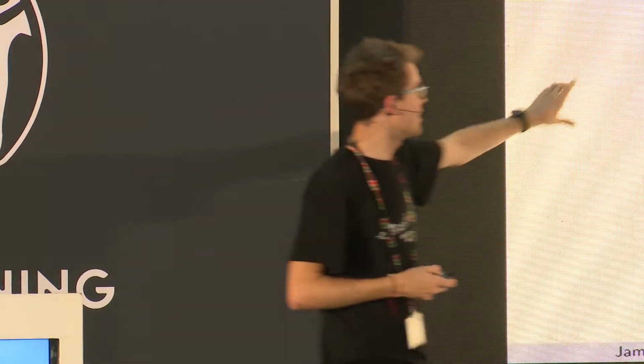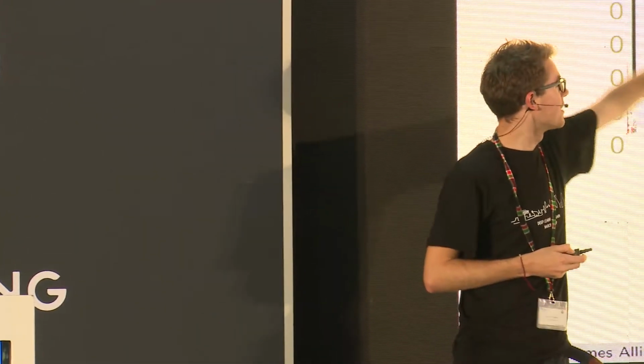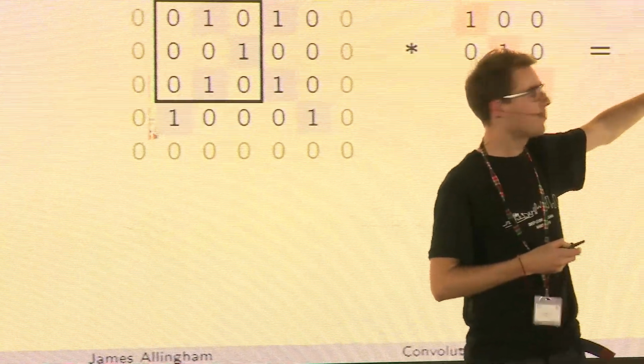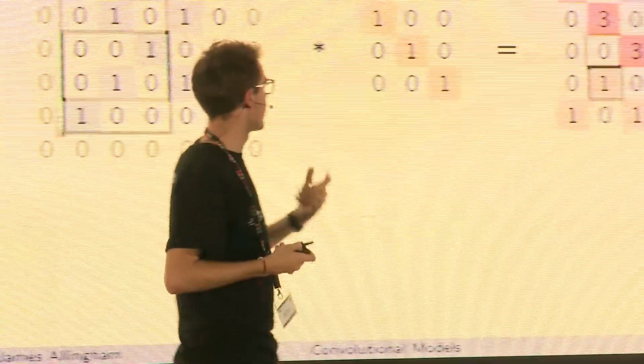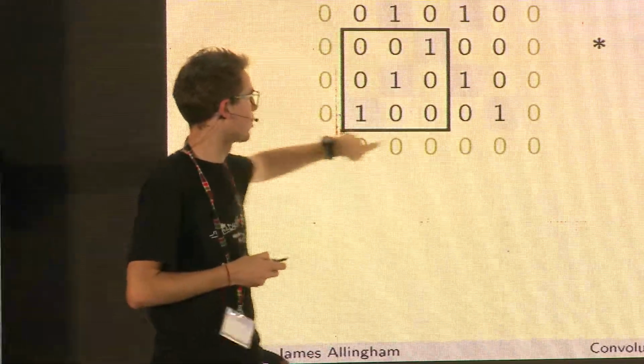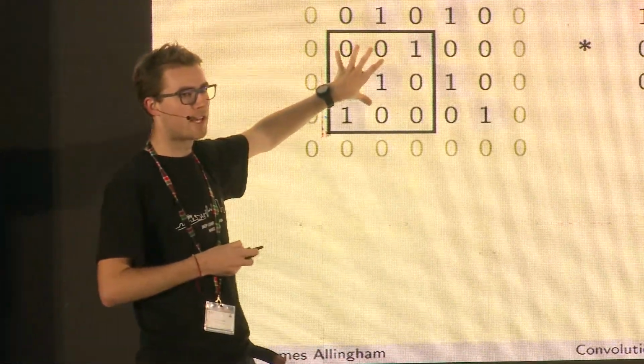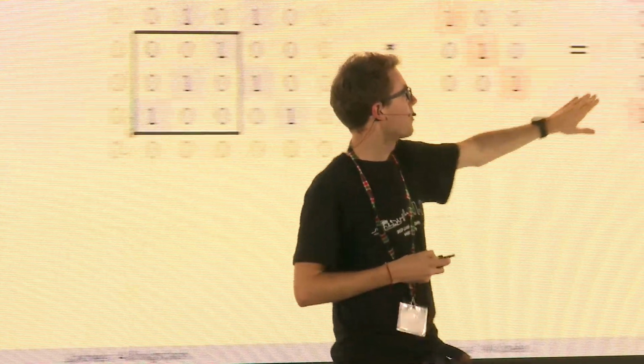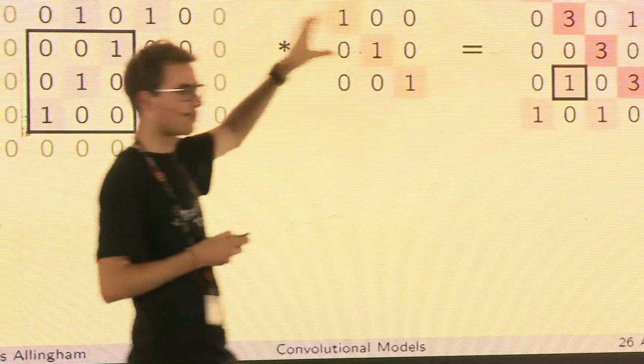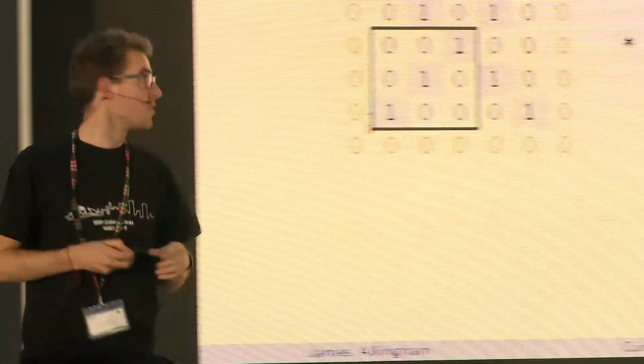So, we might move it here. We'll take this little grid here, multiply it element-wise with this grid, add everything up, and we get a 0 over there. And then we can do that again. So we put our grid over here, multiply everything element-wise, add everything up, and we get a 1 over there. And we do that for every single possible patch we can.